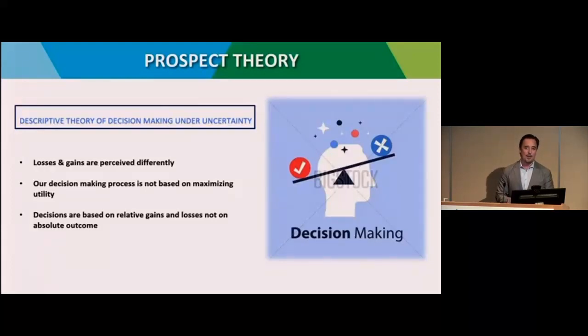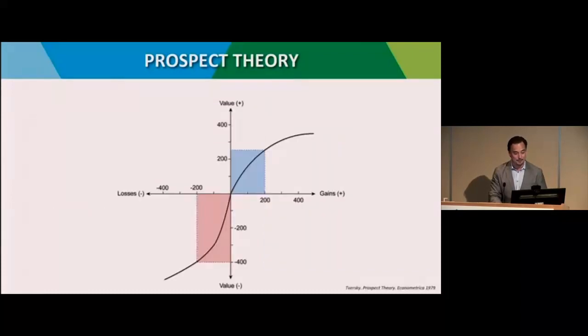And what they noted, and what we just described from one of their experiments, is that losses and gains are perceived differently, and that our decision-making process is not based on necessarily maximizing utility value, but rather our decisions are made based on relative gains and losses. So how much of a change it is between what we gain and what we lose, not necessarily on what the absolute value or outcome is.